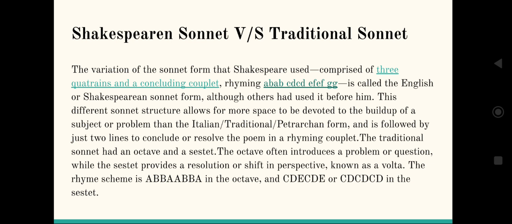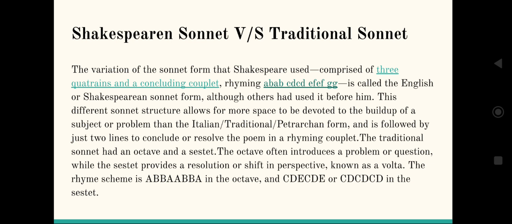Also, I haven't underlined these rhyme schemes and all these things about traditional or Petrarchan sonnets, because this is not what we are going to learn about. The things which we are going to learn about, which are of our use, I have underlined them and changed the font colors so that they come to your notice very easily. So I hope you are now clear with the difference between the Shakespearean sonnet and the traditional sonnet, and we are particularly going to focus on the Shakespearean sonnet.